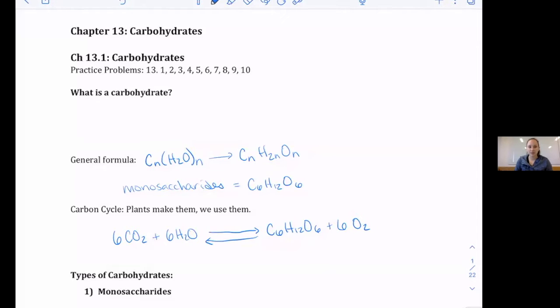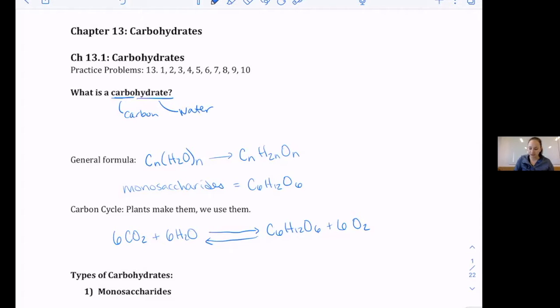So starting out with chapter 13, what is a carbohydrate? In chemistry, the definition of carbohydrate that we use is that it has the carbon and water molecules or atoms in equal proportion, or in a specific proportion. So we have carbon and we have water. These are molecules that have carbon atoms and water split apart into oxygen and hydrogens in different places. But in all reality, it's just carbon and water.